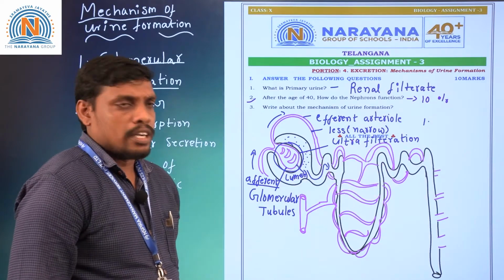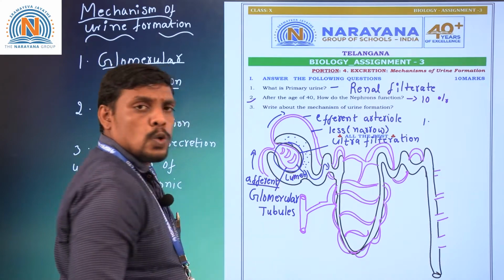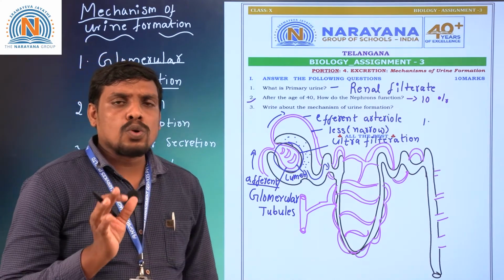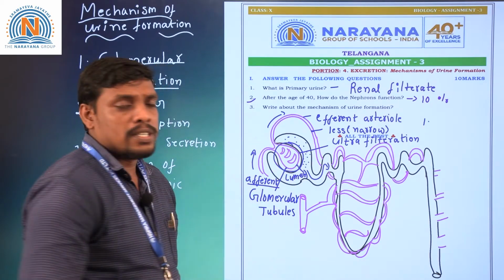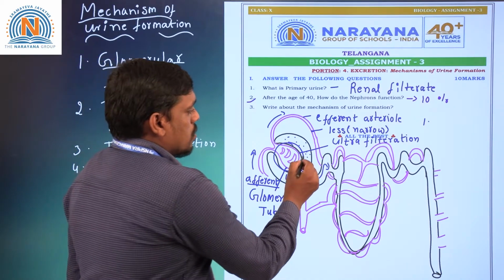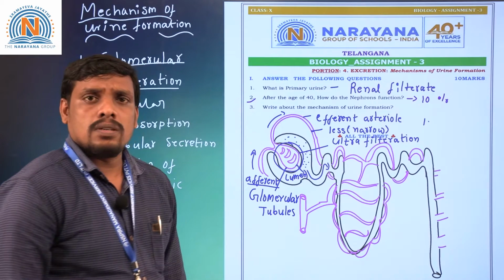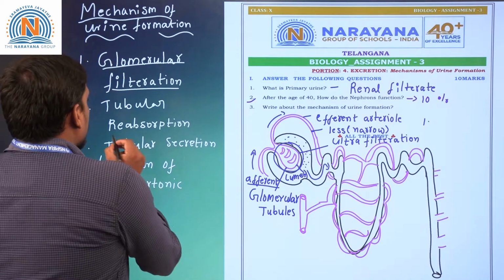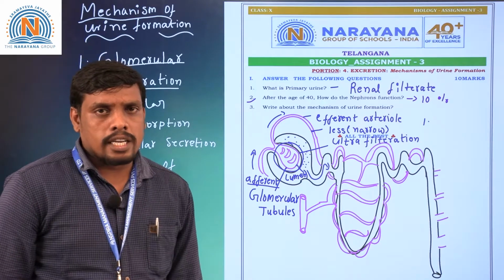ultrafiltration. Because of ultrafiltration, useful substances like glucose, minerals and water, except proteins, are generally absorbed into the lumen of Bowman's capsule. With the help of some special movements, these substances enter into the proximal convoluted tubule. So in the proximal convoluted tubule, the second step takes place, called tubular reabsorption.